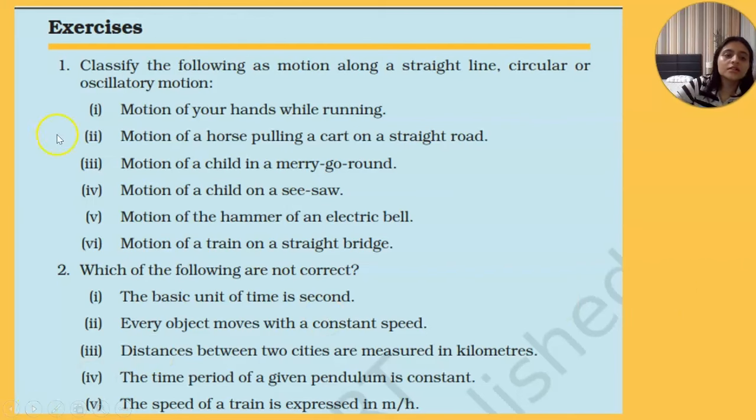All right. So these are some statement questions. We have already done the numericals. So these are some statement questions. Classify the following as motion along a straight line, circular or oscillatory motion. Motion of your hands while running. All right. So this is straight line, right? Next one, motion of a horse pulling a cart on a straight road. It is also straight line.